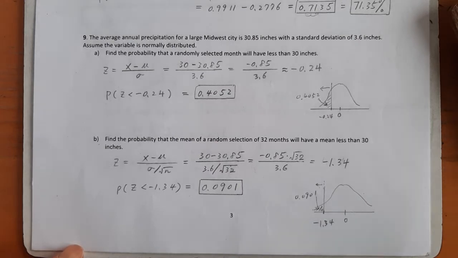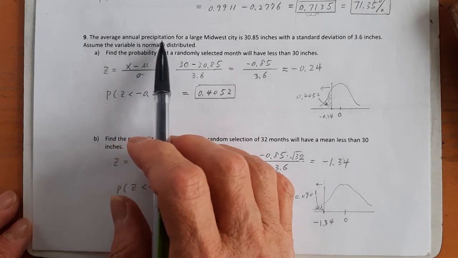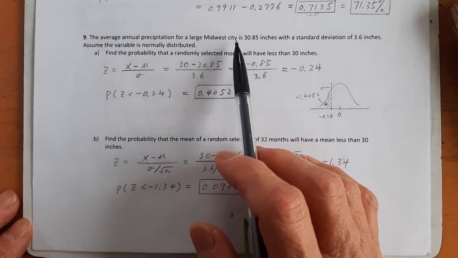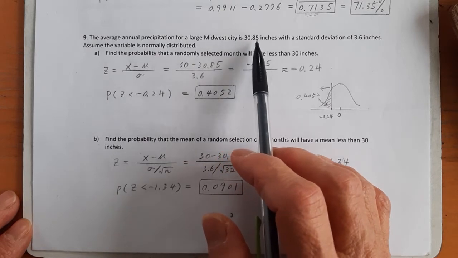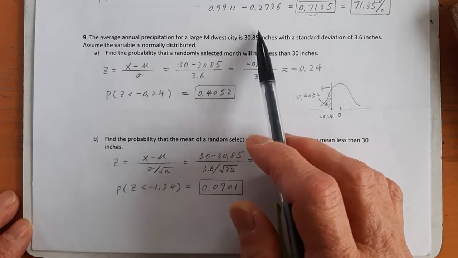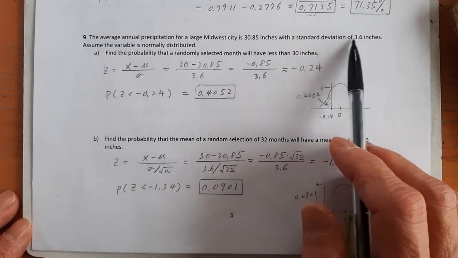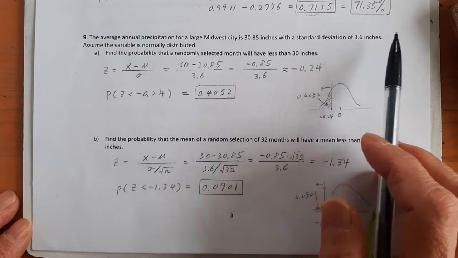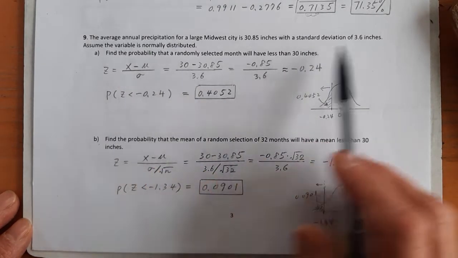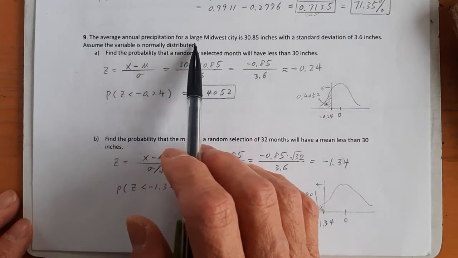Question 9. The average annual precipitation for a large Midwest city is 30.85 inches. This is the average, so this is the mean. 30.85 is the mean. The standard deviation sigma is 3.6 inches. Assume the variable is normally distributed.